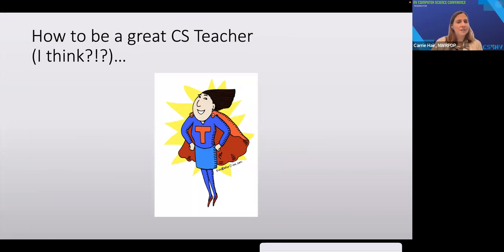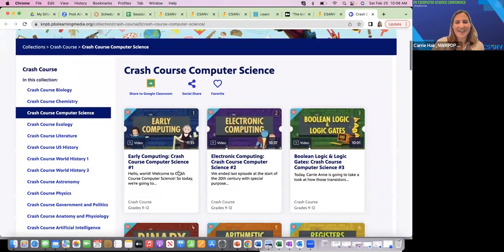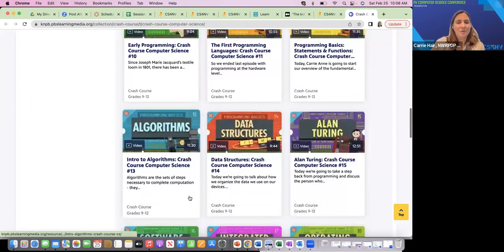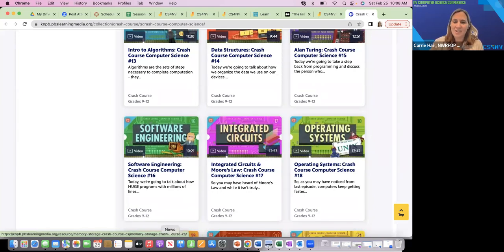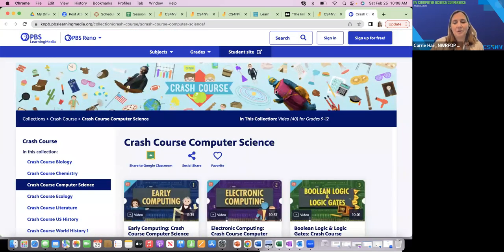Okay, so this is what I think it takes to be a great CS teacher. You need to find resources that work for you. Something that saved my life was Crash Course Computer Science. This is through PBS. Sometimes I had no clue what was going on, and I could come here and find a video about programming. What are statements? What are the algorithms? I taught this during COVID. These were great for the kids during COVID, or if you have to be out for a day, having the kids watch this. It could be enrichment or not, but that was a great resource. That's the one I really wanted to share with you if you're not familiar with it.